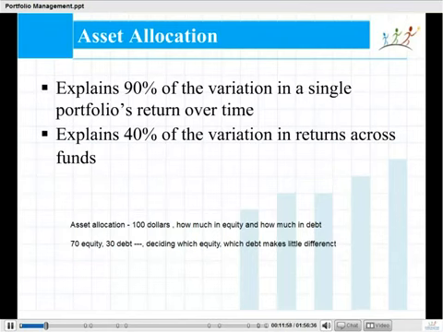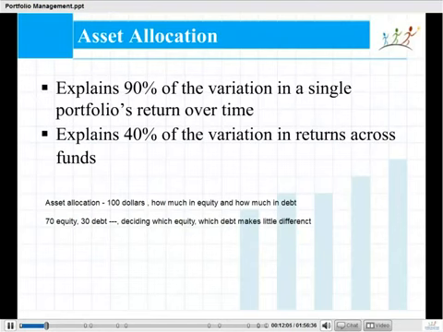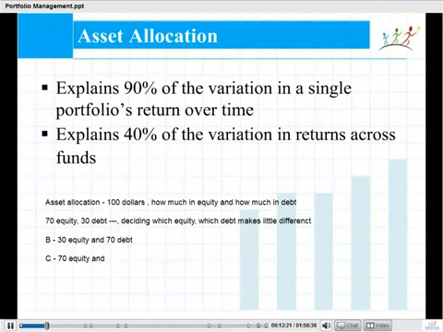So if I have two portfolios, or let's say I have three portfolios. Portfolio A has 70 debt, 30 equity. Portfolio B has 30 equity and 70 debt. Portfolio C also has 70 equity and 30 debt. However, the 70 equity and 30 debt is some different instruments.